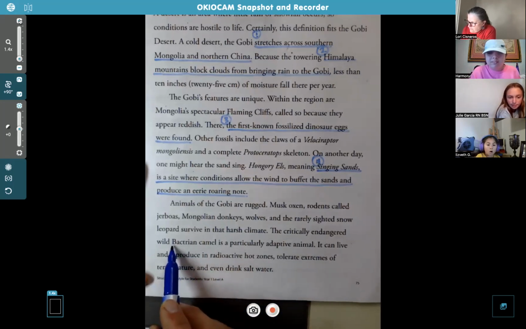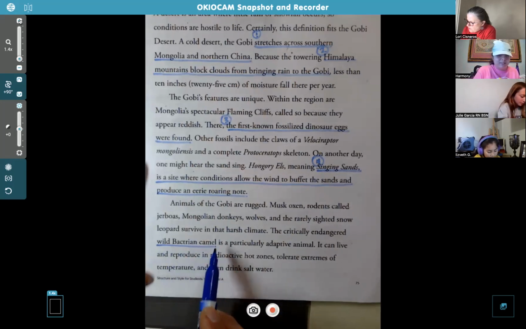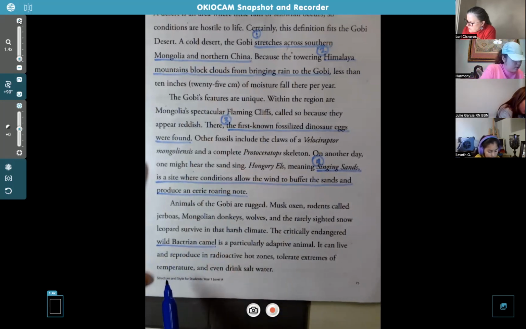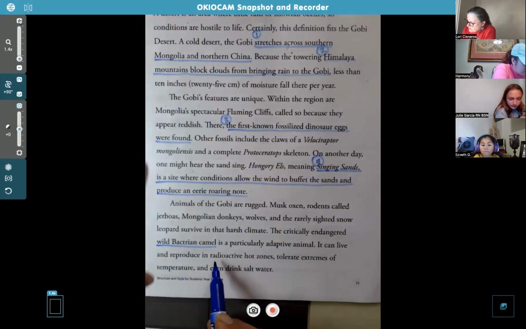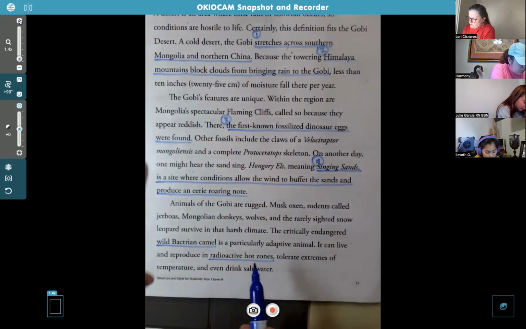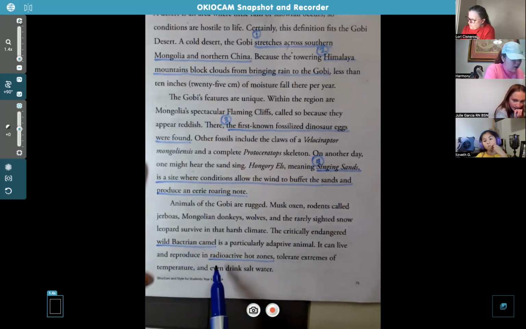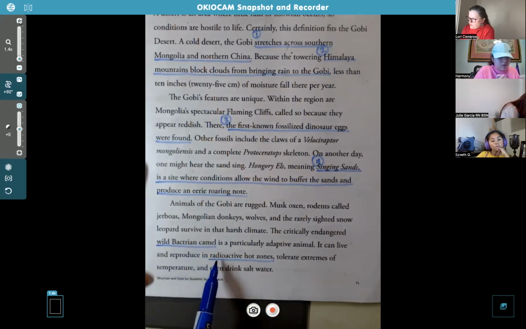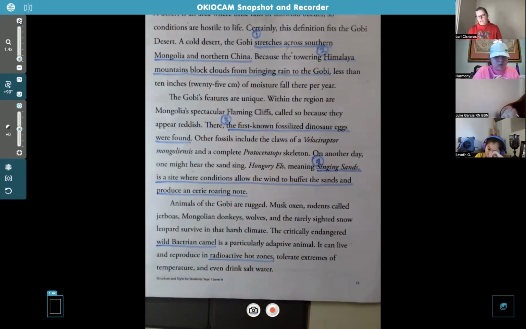Let's underline wild Bactrian camel. And then maybe this part right here, radioactive hot zones. That's kind of cool. So it lives in radioactive hot zones. That's kind of cool. So wild Bactrian camel and radioactive hot zones, that's where it lives. So that would be an interesting fact. I like that one.